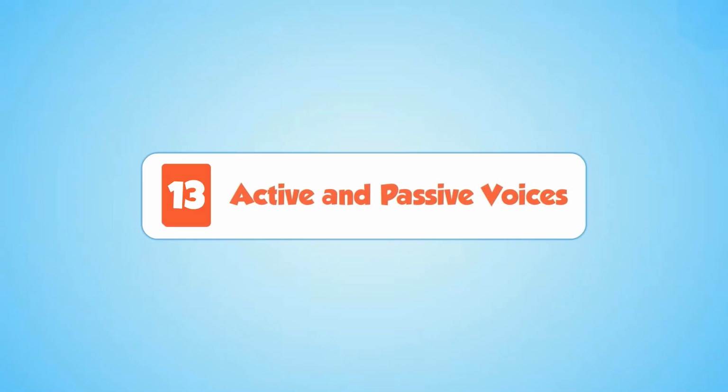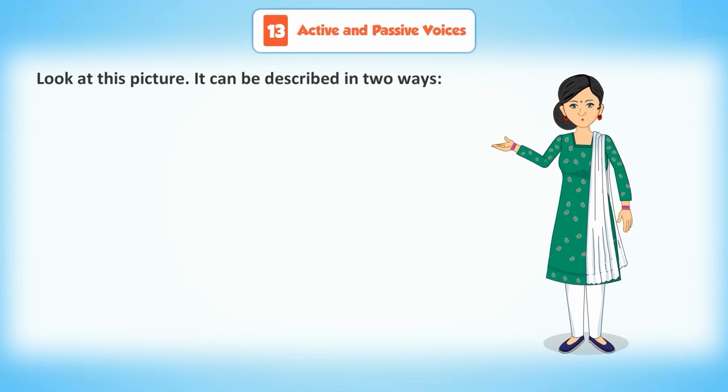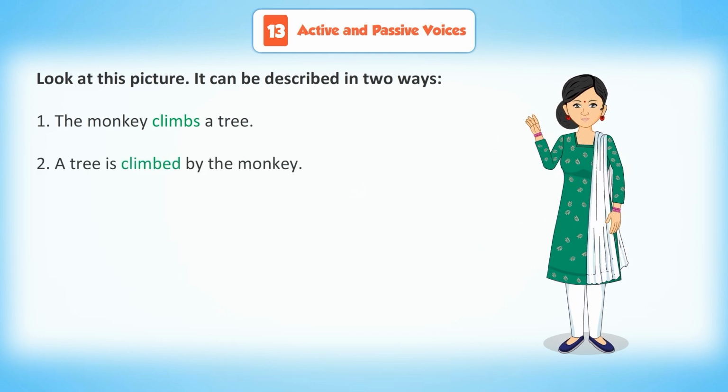Chapter 13. Active and passive voice. Look at this picture. It can be described in two ways. First, the monkey climbs a tree. Second, a tree is climbed by the monkey.